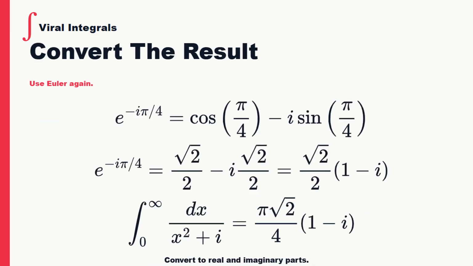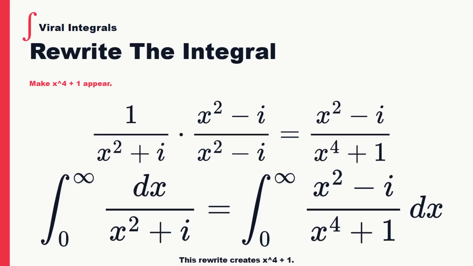Now convert the result into real and imaginary parts. Euler's formula tells us what e to the negative i pi over 4 equals. Now rewrite the same integral by multiplying by its conjugate. That makes the denominator x to the fourth plus 1.